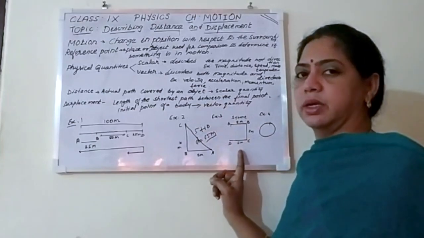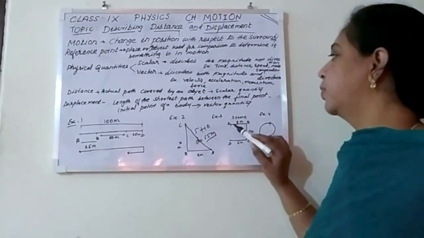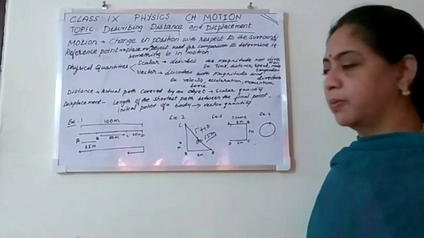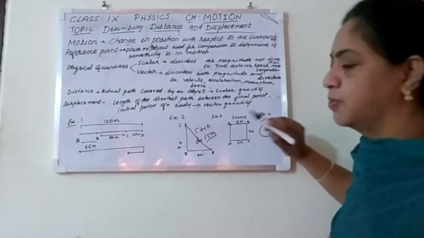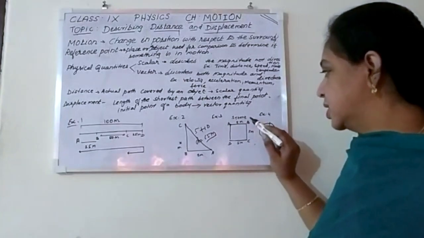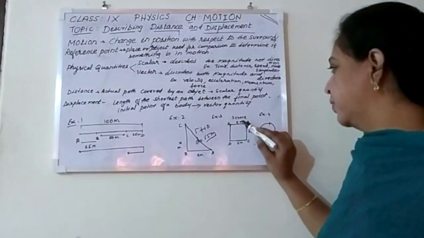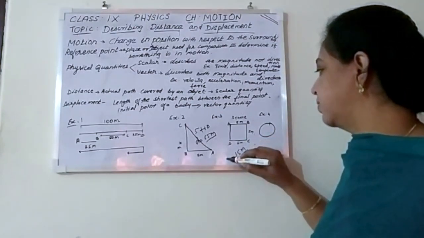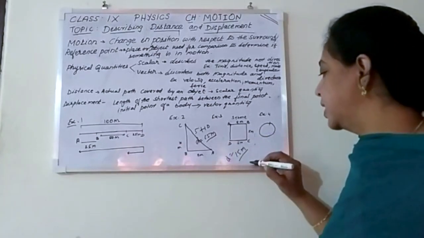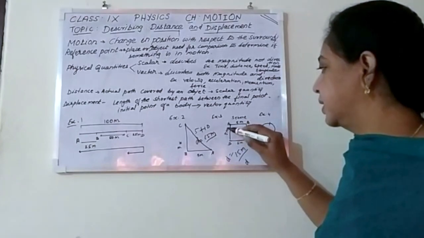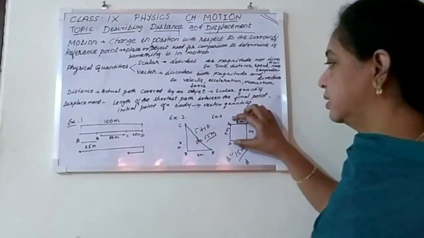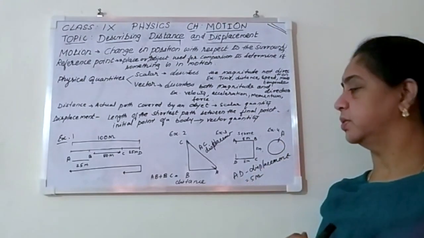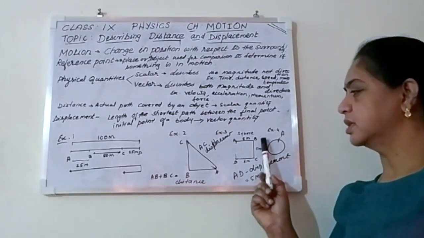In this example, the object moved from A to B, B to C and C to D. What is the displacement now? A to D is the displacement. The distance covered by this object is 5 meter plus 5 meter plus 5 meter, so 15 meter is the distance covered, whereas the displacement is 5 meter. Why? Because it covers the shortest distance from A to D. That is displacement, right?